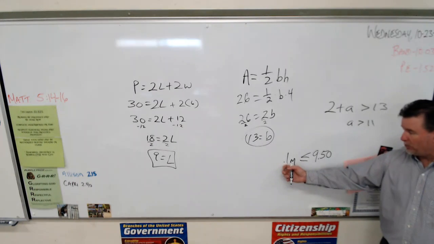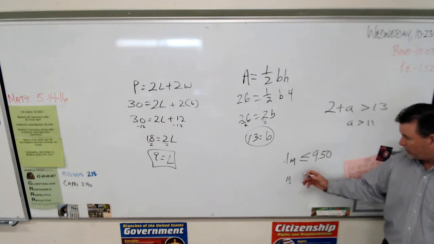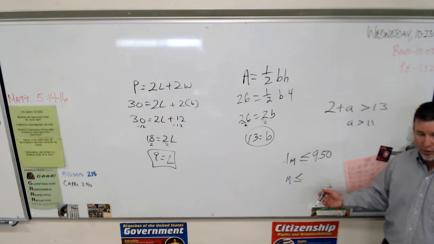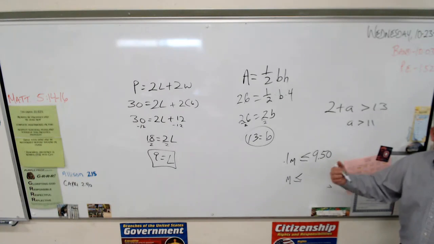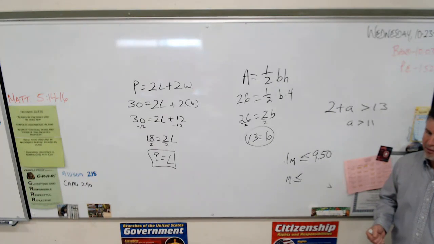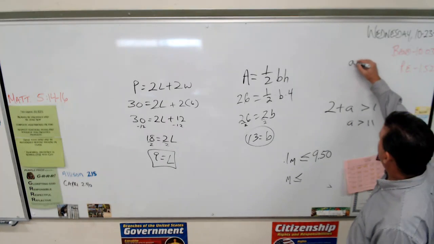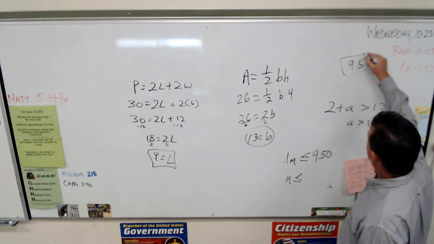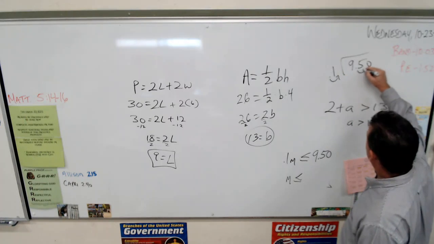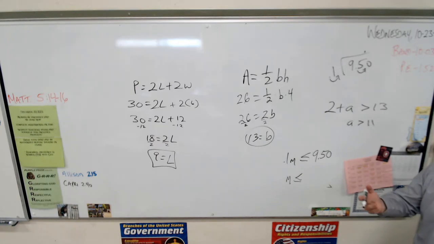So I have to divide both sides by 0.1. M, and by the way, it's positive, so I'm not going to switch the sign, is less than or equal to $9.50 divided by 0.1. What would that look like? 0.1 goes into 9.5 95 times. The answer would be, you've got 95 minutes.